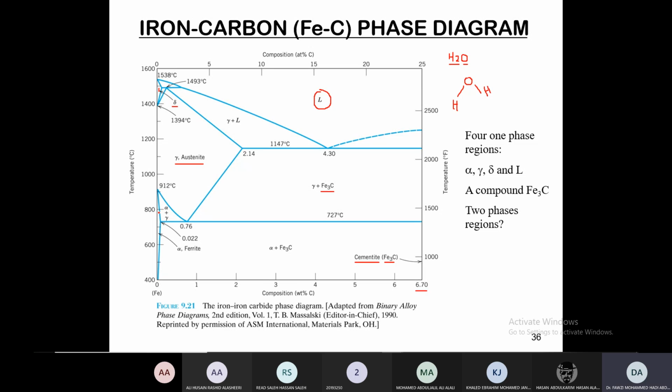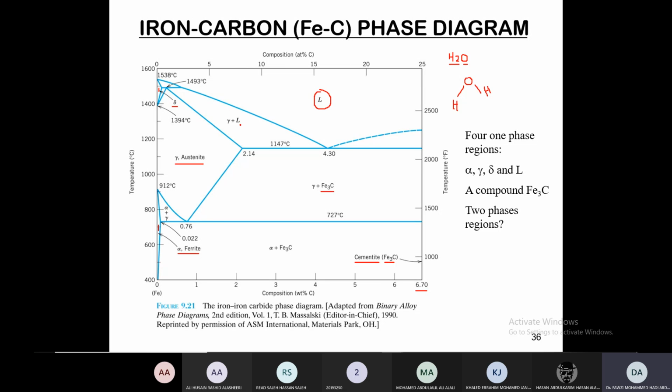Here we also have a single phase region, and the phase there is called the alpha ferrite. It's referred to as the ferrite phase. So these are basically the single phase regions.